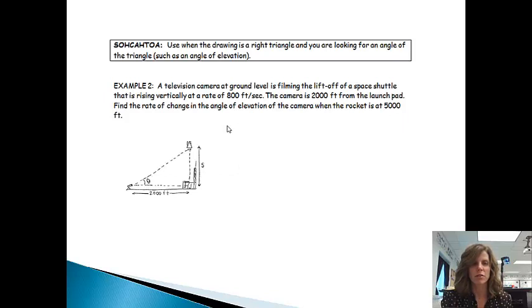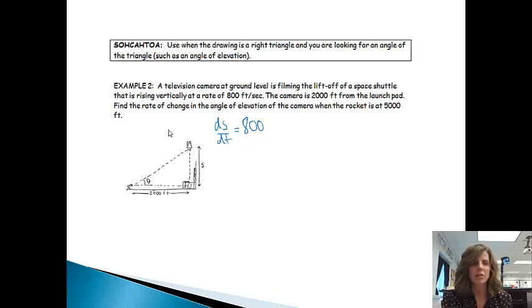All right, so let's go ahead and dig out information. It tells me that the space shuttle is rising vertically at a rate of 800 feet per second. So it's telling me how fast s is changing. So we're going to put ds/dt, and it's rising, so it will be a positive 800. And then it says the camera is 2,000 feet from the launch pad. Well, this camera is not moving. It's probably on a steady stand, so we are good to go. We're not going to put anything because that's a constant.